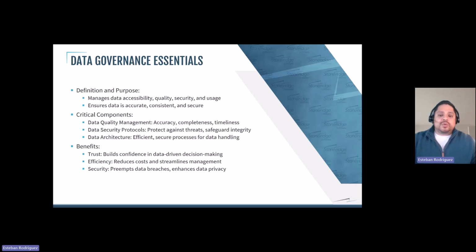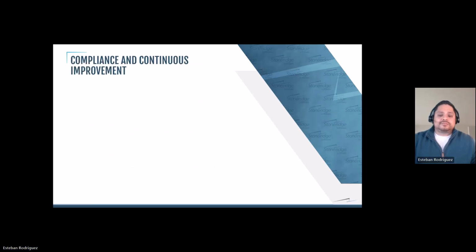It's not just a technical requirement. It's a strategic enabler. And as you reflect on the data governance practices within your organization, consider how these components are being managed. Are they sufficient? And are they integrated into your broader business strategy?